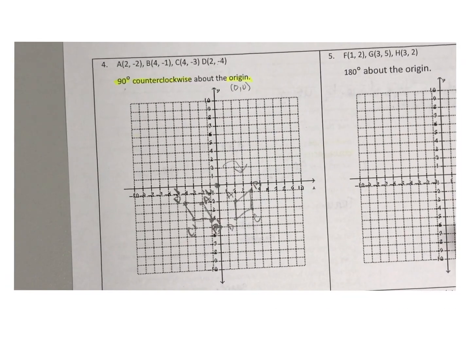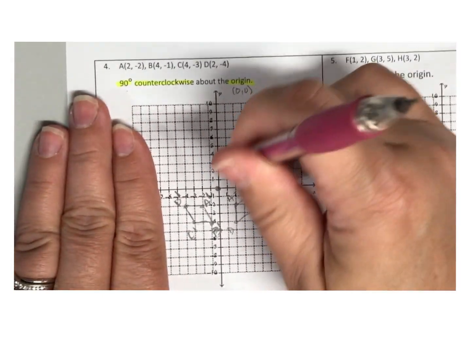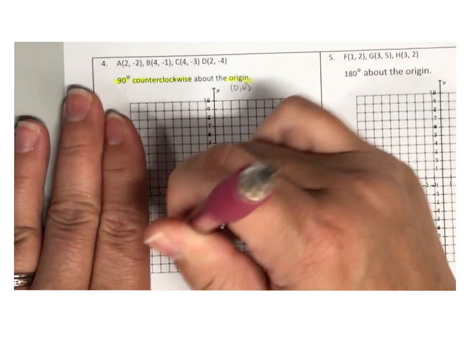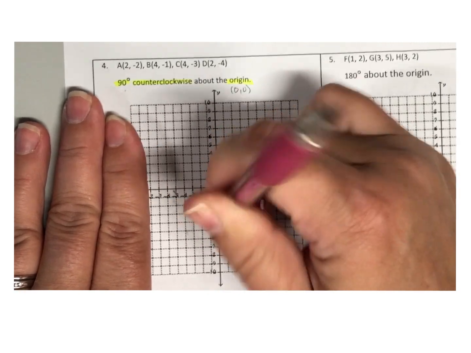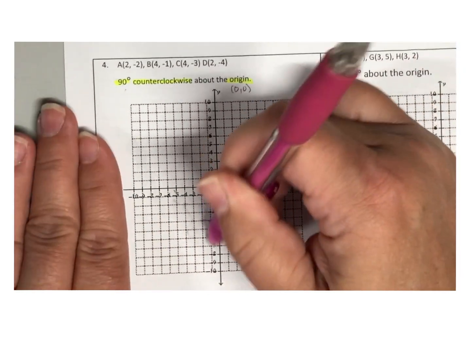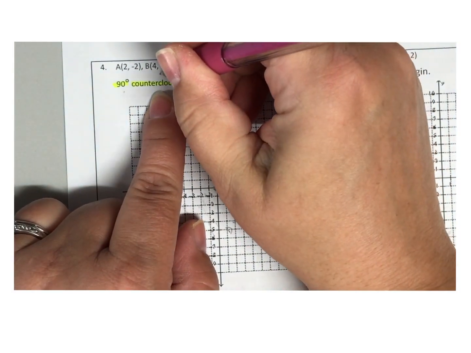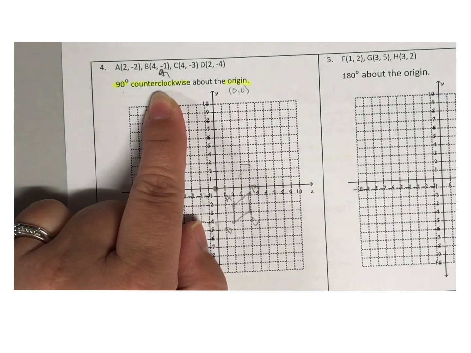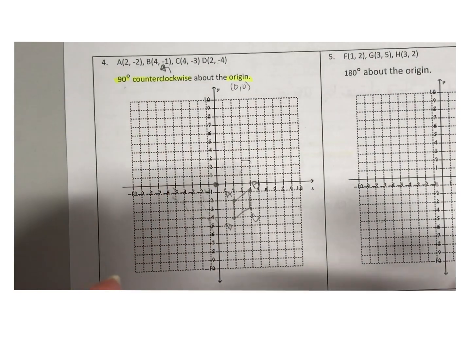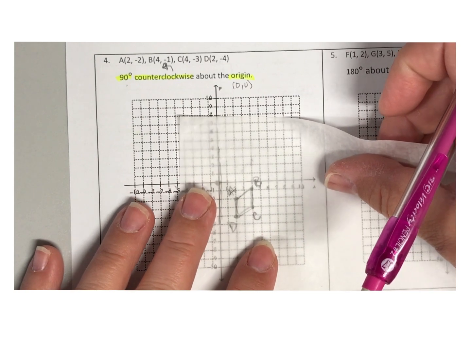But am I supposed to go clockwise? Dang it, I did it counterclockwise. So let's try one more time. Sorry about that. I didn't read it correctly. Counterclockwise is to the left. So that was if it was clockwise. Let's try it one more time.